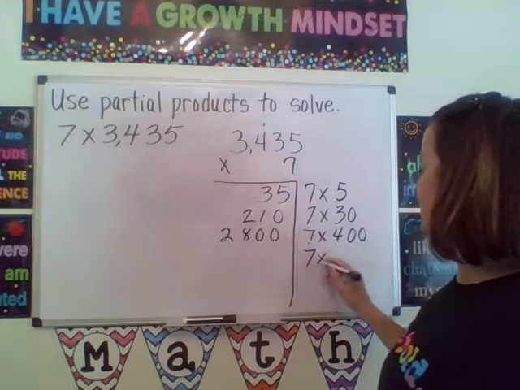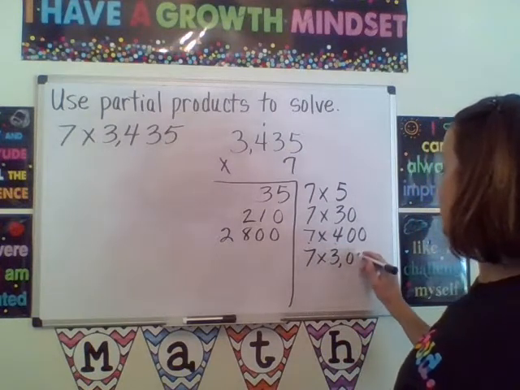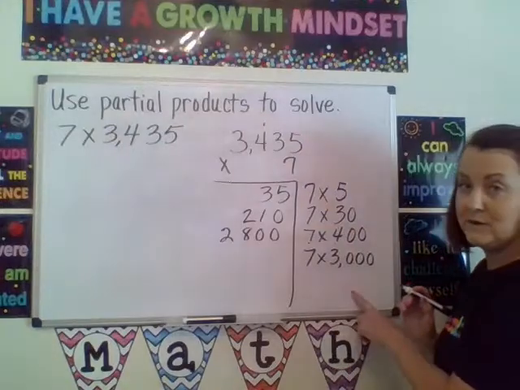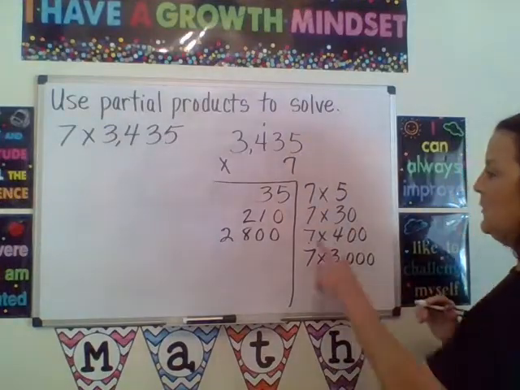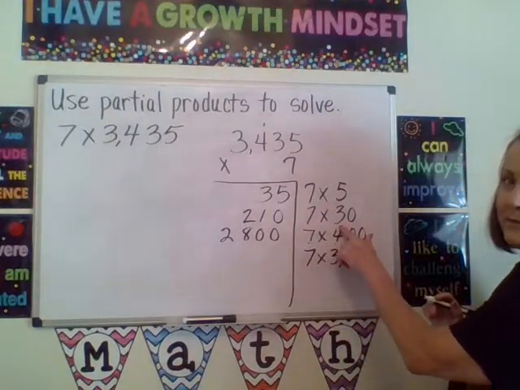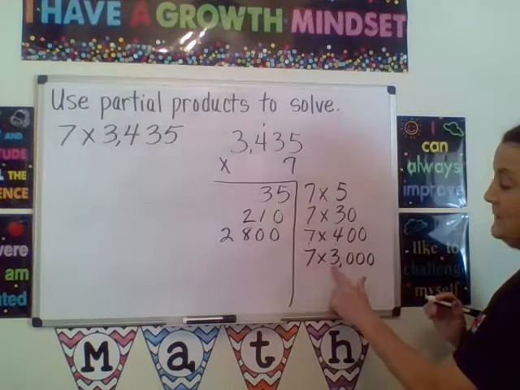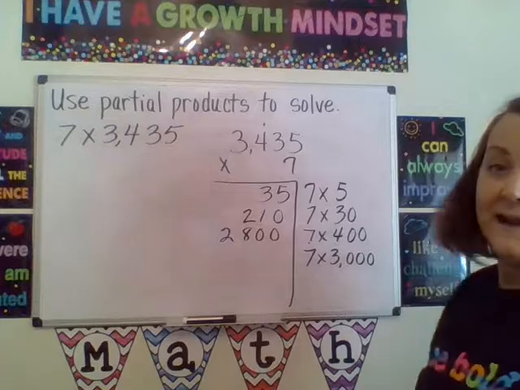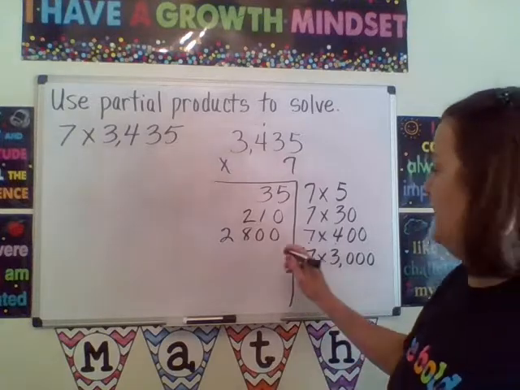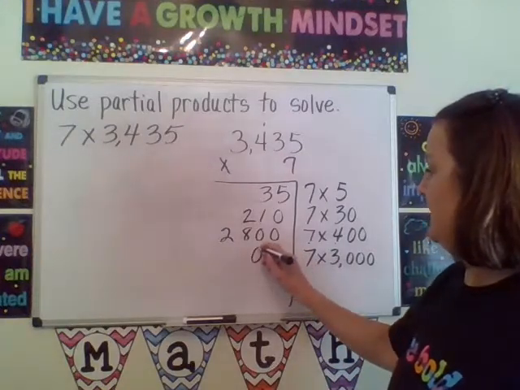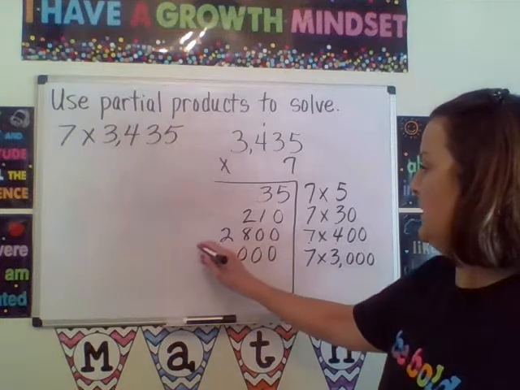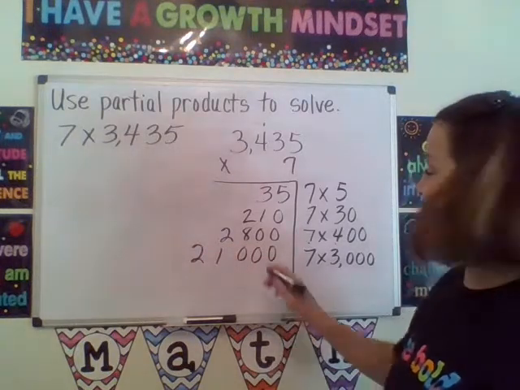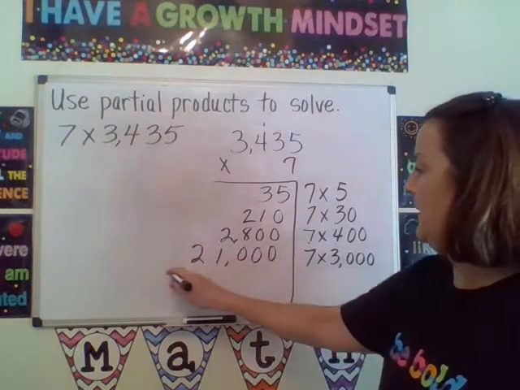So that would be 7 times 3,000. So make sure you're writing this. And we already solved 7 times 3 up here. But what's 7 times 3,000? That would be 21 1,000s. And that would look like this. Look how big this number is getting, boys and girls. I'm going to put my commas here.